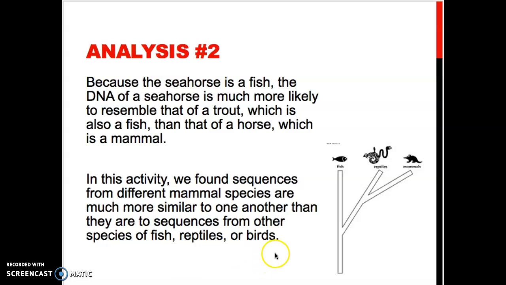And I just added this phylogenetic tree. Fish and reptiles and mammals, they probably all had a common ancestor, but because they live in different environments, they adapted differently and their DNA has mutated and changed differently. That's your speciation occurring right there, where you have different species. But the point in this activity is that all of the fish would have much more similar DNA than if you compared them to the other classes.